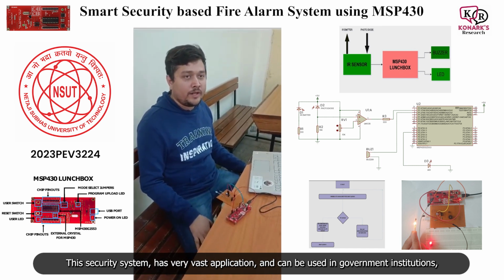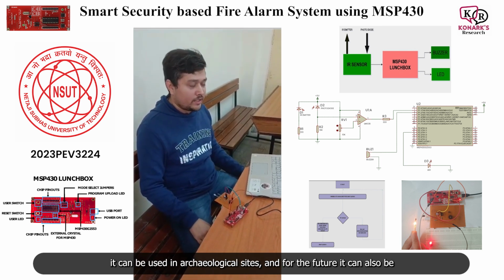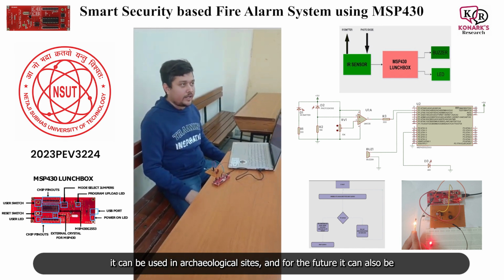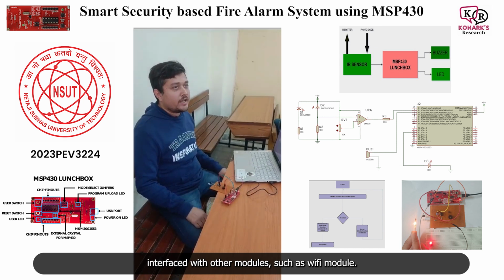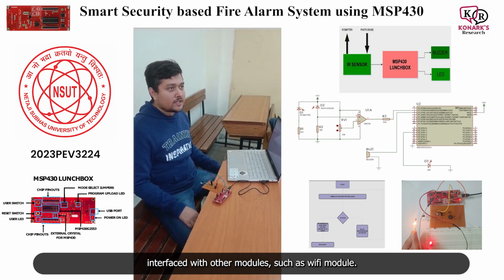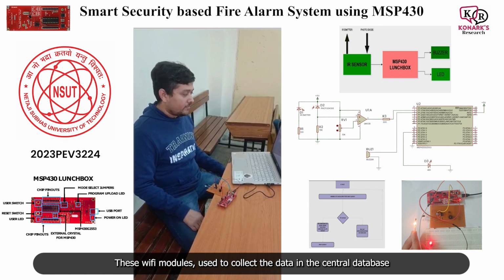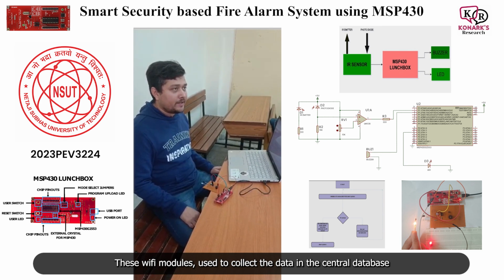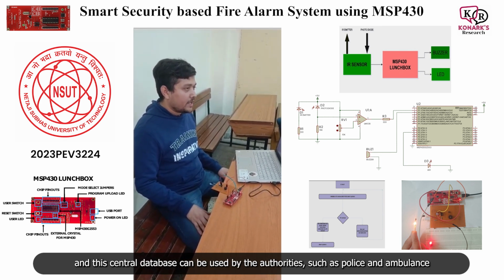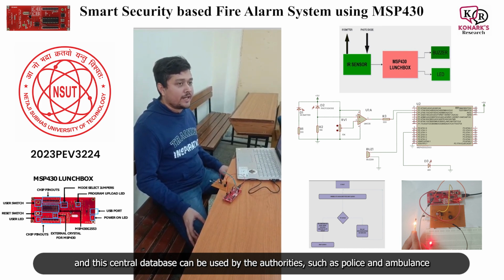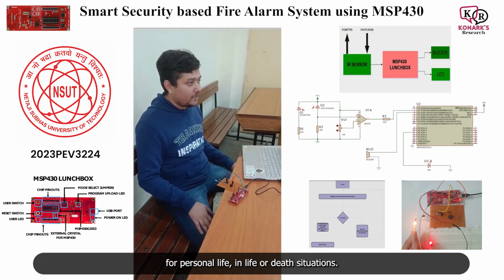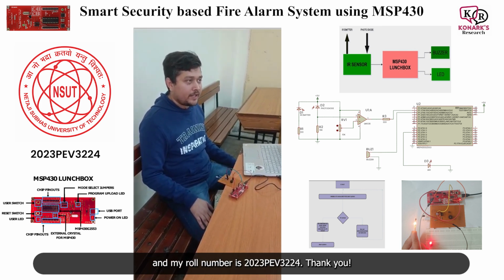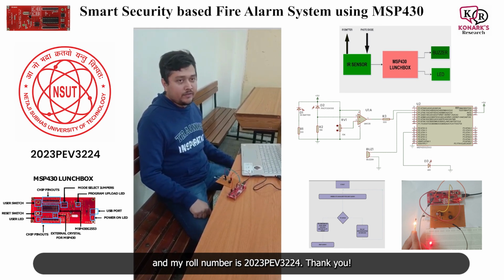This security system has very vast applications. It can be used in government institutions, it can be used in archaeological sites, and in the future it can also be interfaced with other modules such as a Wi-Fi module. These Wi-Fi modules are used to collect the data in a central database, and this central database can be used by the authorities such as police and ambulance in life and death situations. So that is all. That is my project, and my name is Amit, and my roll number is 2023PEV3224.